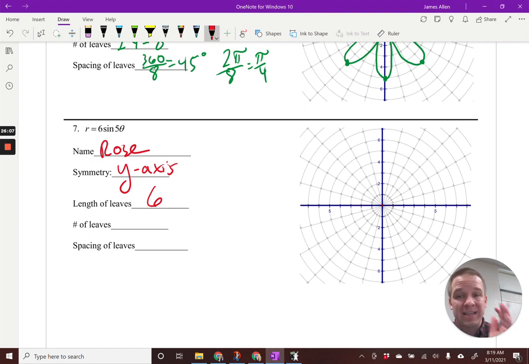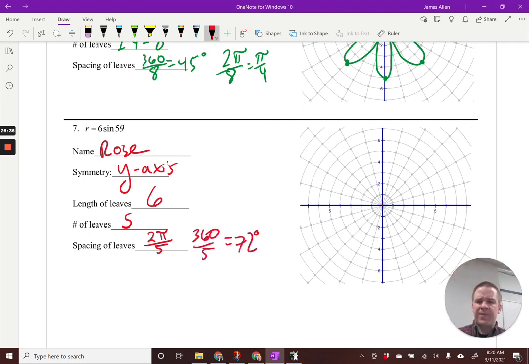And if we remember from the last one, if it's an odd B value, then the number of leaves or number of petals is just that number, 5. Okay. So if we got 5 leaves, then my spacing of those leaves is going to be either 360 divided by 5 or 2 pi divided by 5. So let's see here. 2 pi over 5. Ugh, that's awful. Let's take a look at 360 divided by 5 as well. All right, so that's 72 degrees. I feel like that's a little bit more manageable as far as a visual of what's going on.